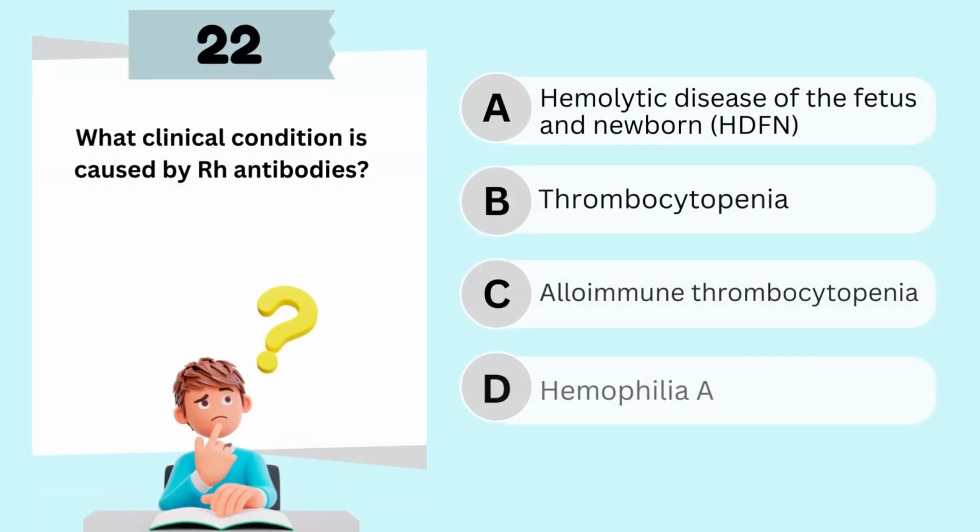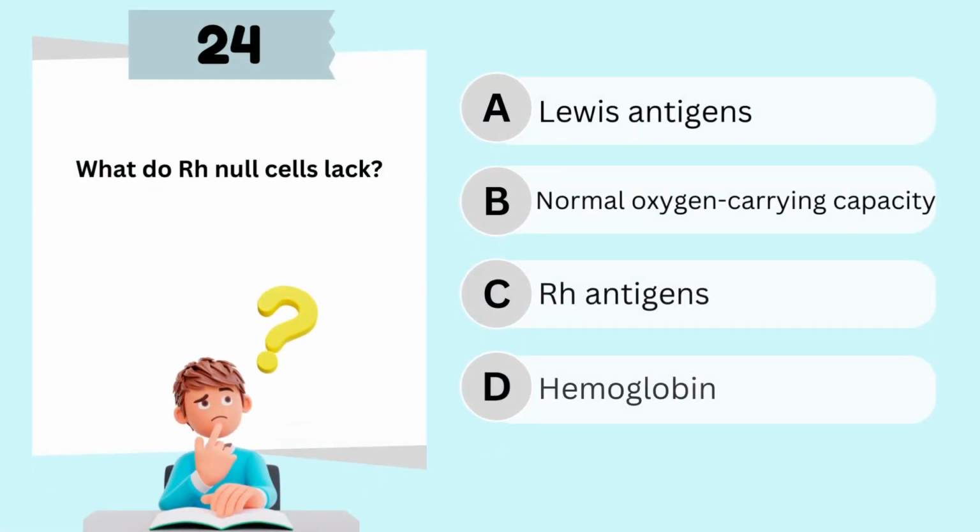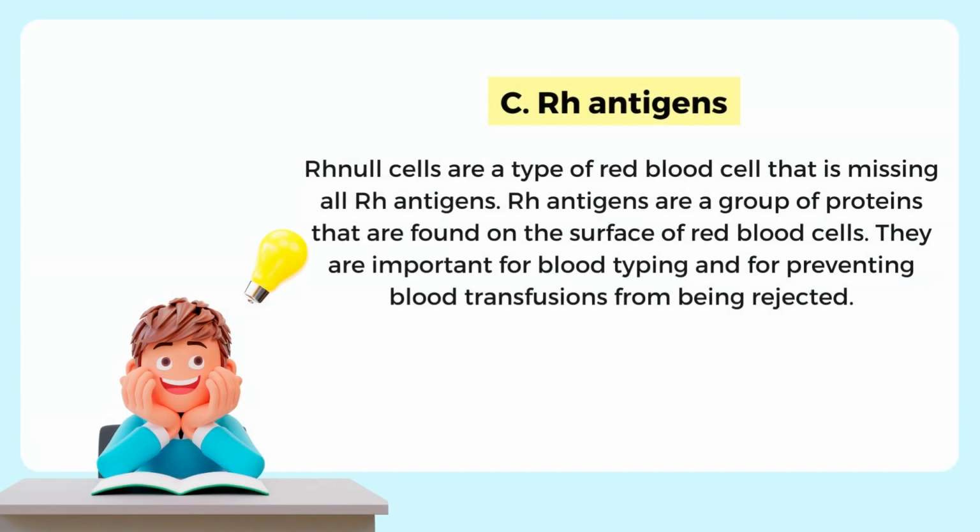What clinical condition is caused by Rh antibodies? The correct answer is A. Hemolytic disease of the fetus and newborn. What do Rh null cells lack? The correct answer is C. Rh antigens.